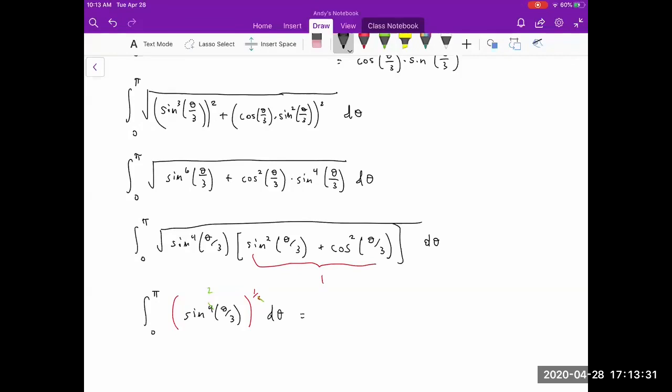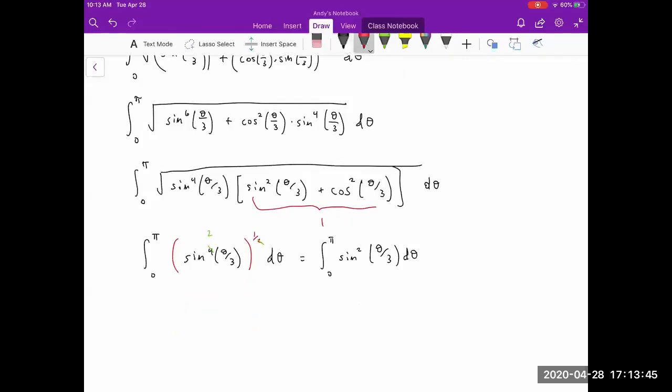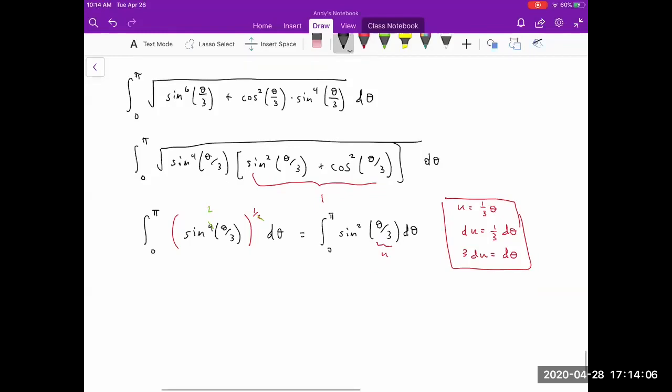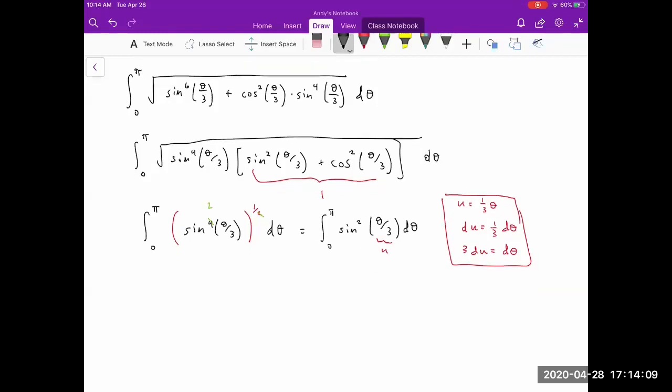I'm going to use a u sub though. So let me just write this out real quick. Again, just so the inside is u, we'll do a small u sub here. U is equal to theta over 3, which is 1/3 theta. Du is going to be 1/3 d theta. So that means 3 du is going to be equal to d theta. So d theta is replaced with 3 du. I'll pull the 3 out. And now this is sine squared of u.